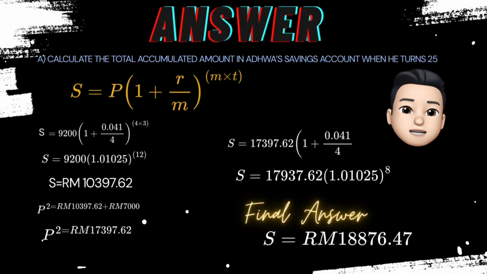Using this formula, S belongs to future value, meaning she wants to save 20,000 ringgit. The answer is 10,397 ringgit, 0.62 cent. Then we calculate for the next 2 years using the new P. The final answer is 18,876 ringgit, 0.47 cent.